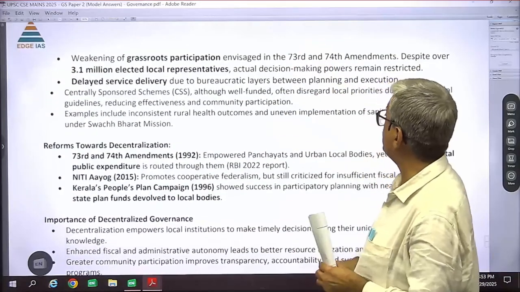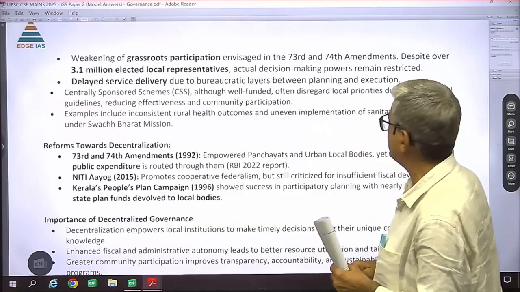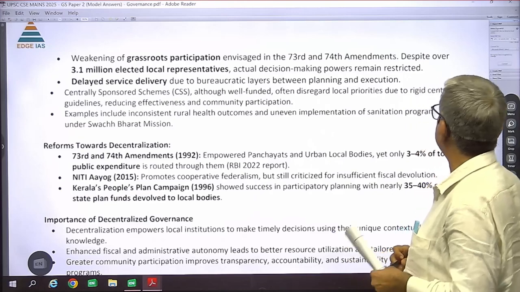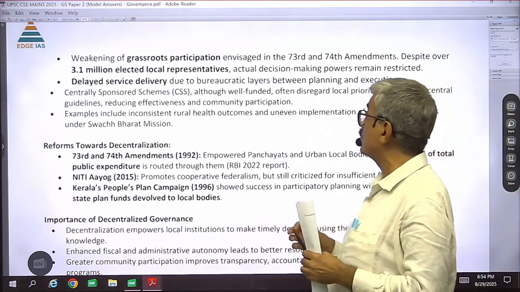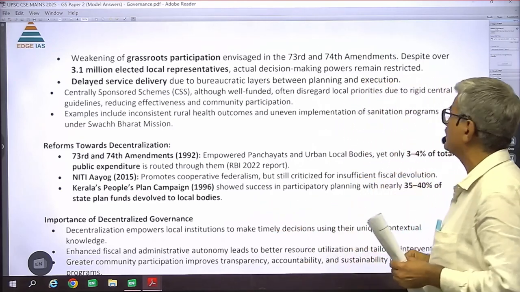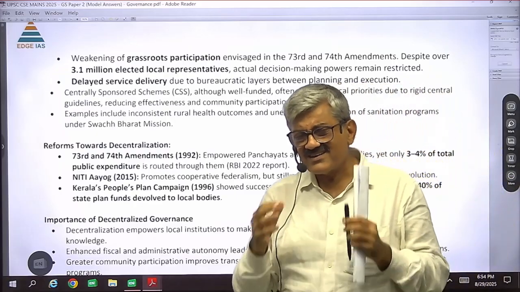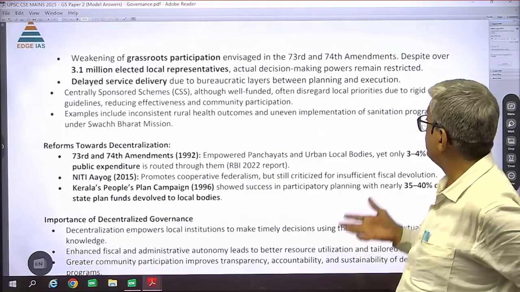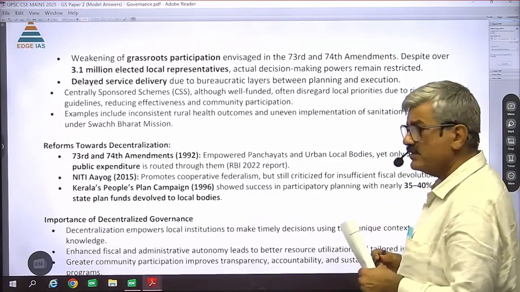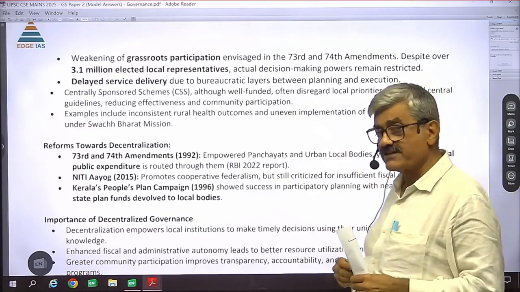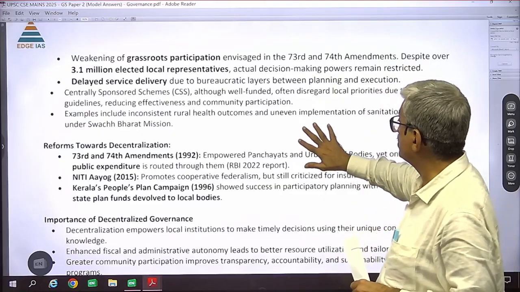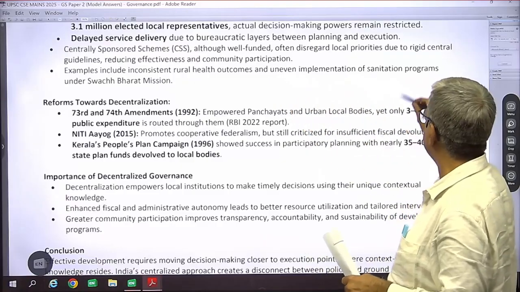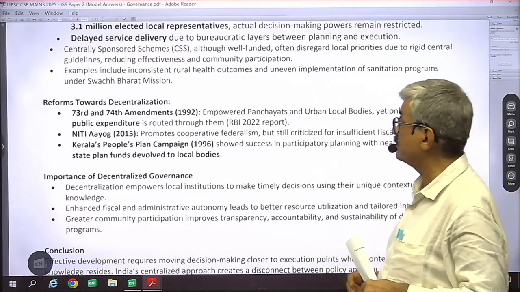Weakening of grassroots participation with the 73rd and 74th amendment. I said 72nd, I'm sorry for that. Yes, it is the 73rd and 74th amendment. Despite over 3.1 million elected local representatives, actual decision-making powers are still restricted. Centrally sponsored programs, though well funded, are still unable to achieve the kind of effectiveness that they intend to. Examples include inconsistent rural health outcomes and uneven implementation of sanitation programs under the Swachh Bharat Mission.